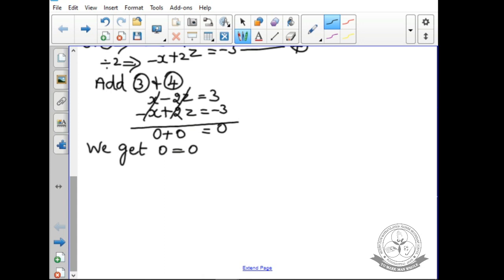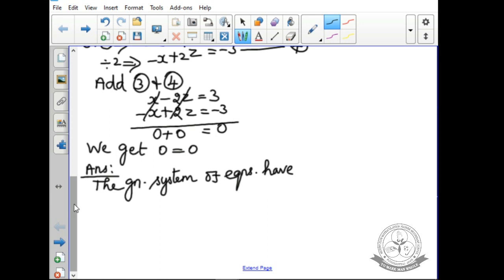So according to our nature of the solutions, therefore the given system of equations have infinitely many solutions.